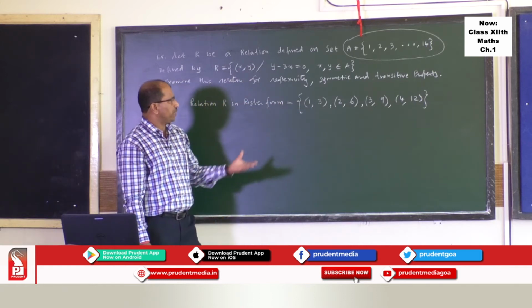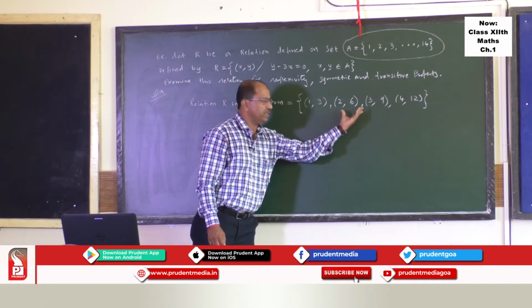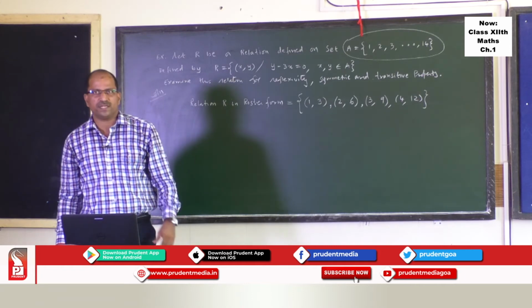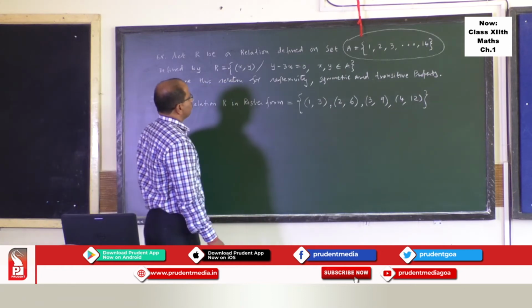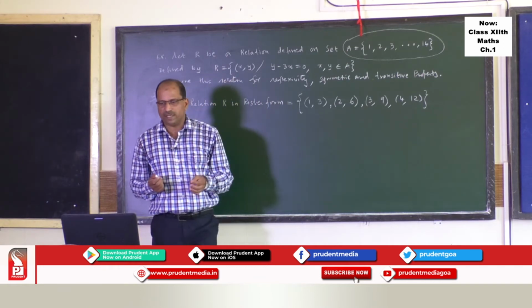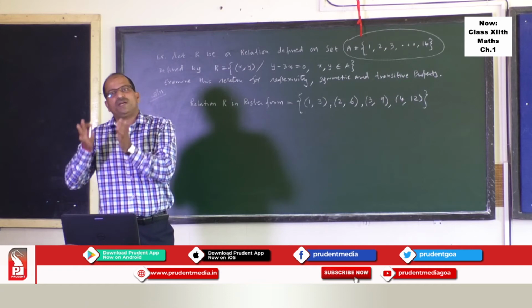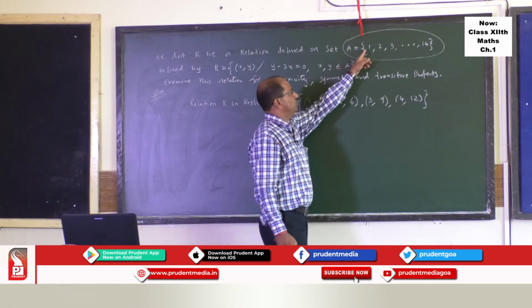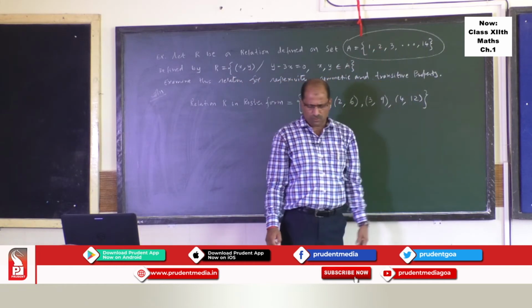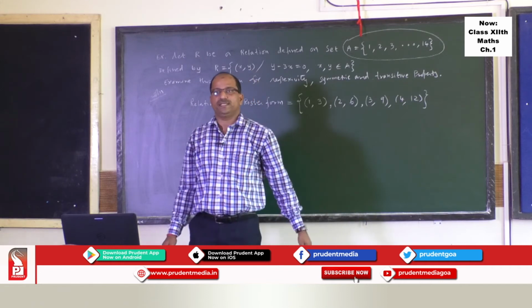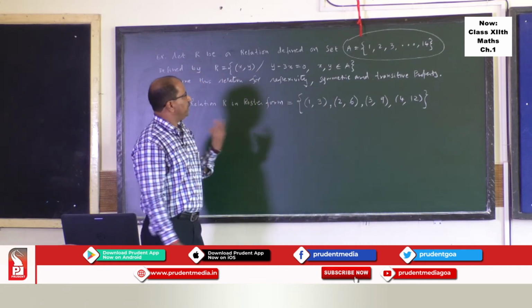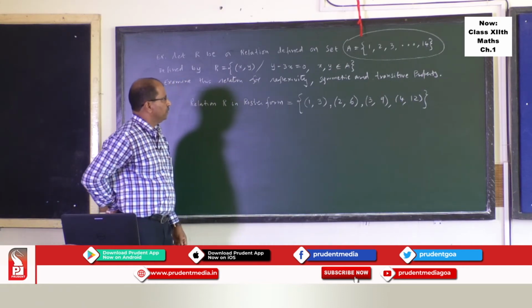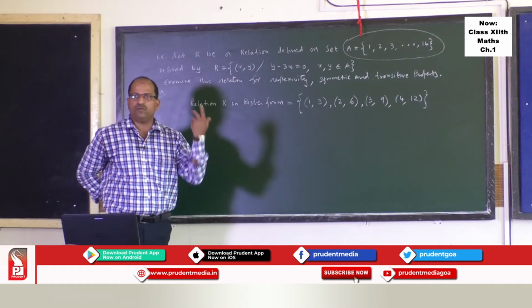Now, let us check whether this relation which we have written here is symmetric, transitive and reflexive. We will start with reflexivity first. Now, what is the definition of reflexivity? Reflexivity means x comma x should belong to the relation. X comma x, there were so many x here, 1, 2, 3 till 14. So, 14 values of x are there. Now, 1 comma 1 is missing, 2 comma 2 is missing, 3 comma 3 is missing, till 14 comma 14 is missing.